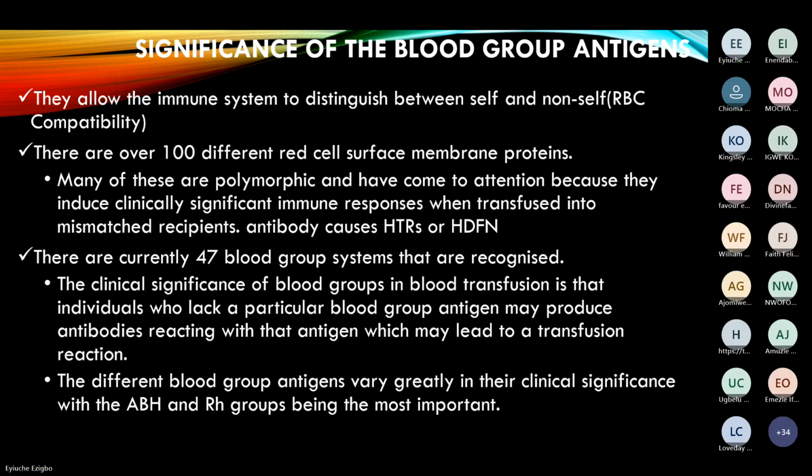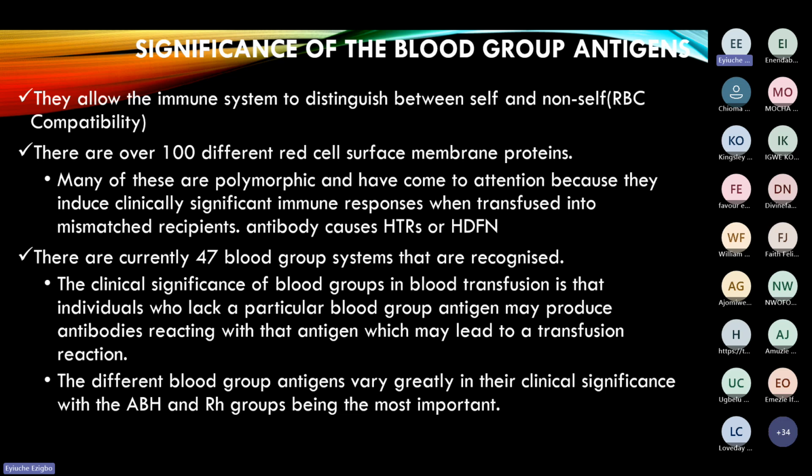There are also different types of red cell surface membrane proteins. The red blood cell is also very, very important. Many of these are polymorphic and have come to attention because they induce clinically significant immune responses when transfused into mismatched recipients. They can cause hemolytic transfusion reactions, like in the first example, or they can cause what we call hemolytic disease of the newborn.